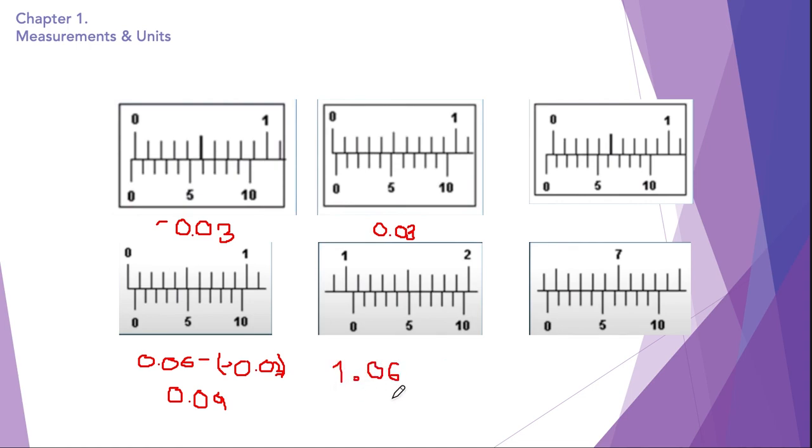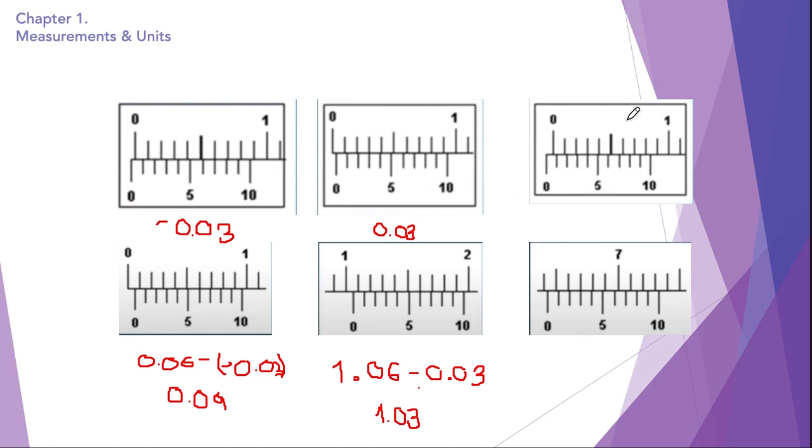So this is the reading of this Vernier calipers, and now we're going to subtract the zero error from this reading to find the correct reading, and the answer is 1.03. So this is the correct reading of this Vernier calipers.